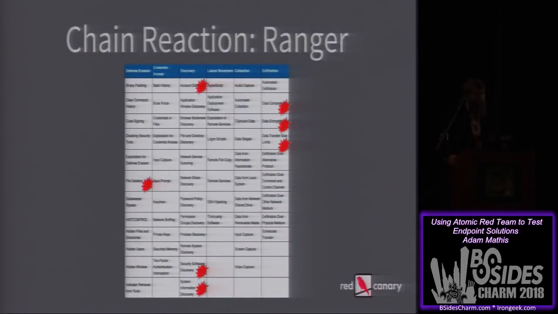So now we have this chain reaction we're going to go over called Ranger. This is a Mac and Linux platform-aware script that we have out there, and it covers some of these boxes. So you've got your defense evasion, you're collecting a lot of interesting information, and preparing for exfiltration. You could easily throw some more in here.